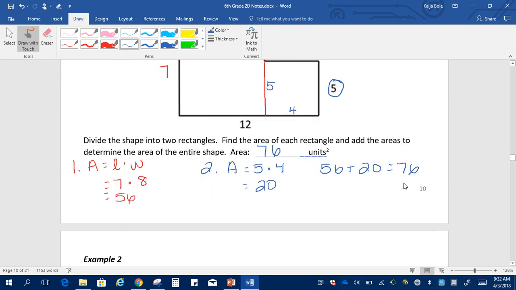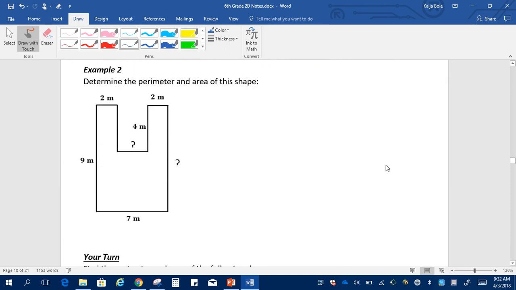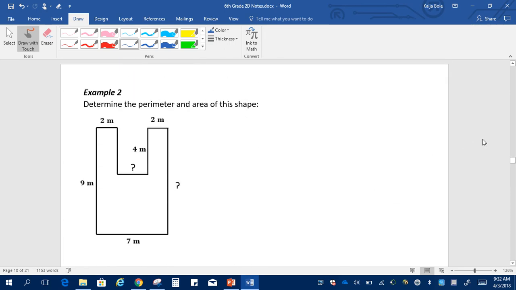Alright. Go ahead and flip the page. We're going to look at example 2 here. It says to determine the perimeter and the area. But first we have some missing sides here that we got to fill in so we don't forget about them.